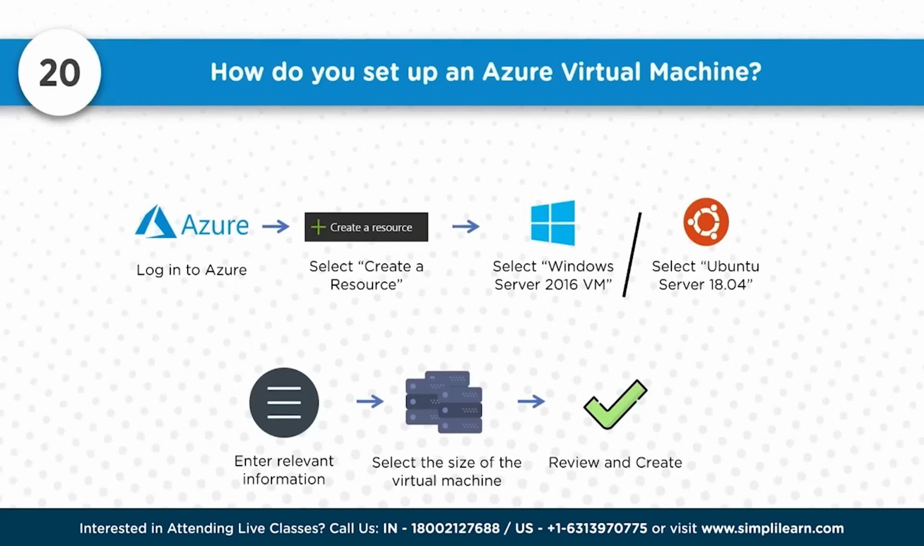So decide on it. And then enter the relevant information like the name of the instance or the VM that we're going to launch, and the password, the URL that goes with it, and a couple of other relevant pieces of information that get attached with the VM. And then select the size of the virtual machine. Different sizes, different types are available for the kind of application and for the intensity of the application that will be running on top of it.